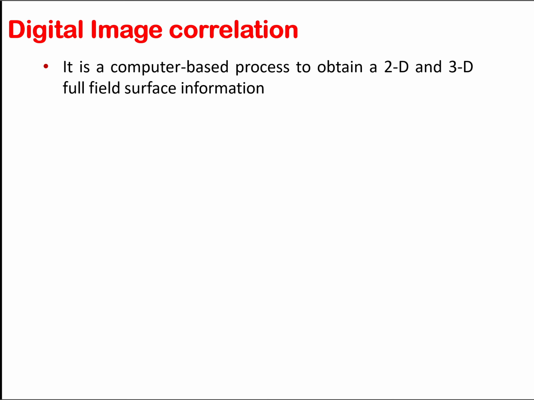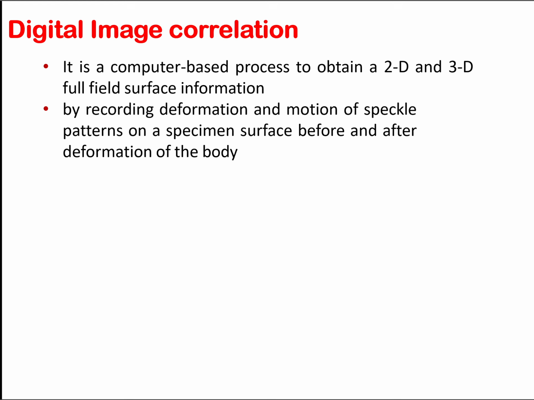Okay, so what is the method we want to use? We want to use digital image correlation, or for short we call it DIC. DIC is a computer-based process to obtain a two-dimensional or a three-dimensional full field surface information. The key term here is full field surface information. So we don't really have a point measurement anymore, like a strain gauge. Strain gauge gives us the strain at a specific point, but this is not a point measurement. This gives us a field measurement, and that's what makes the DIC a very powerful tool in our analysis arsenal.